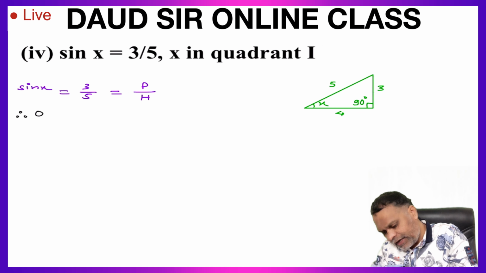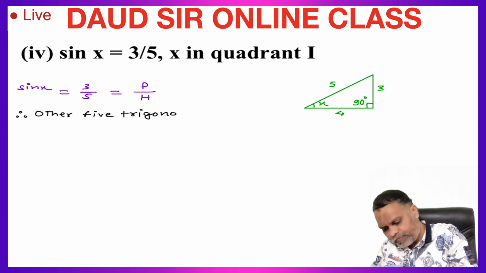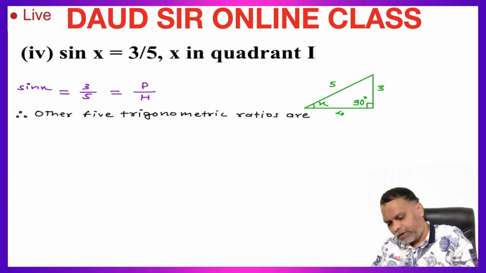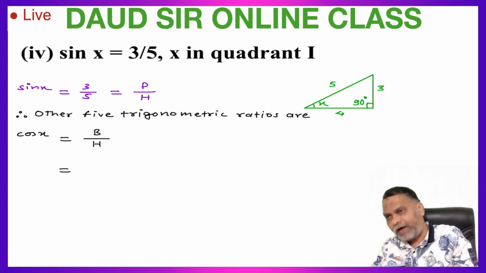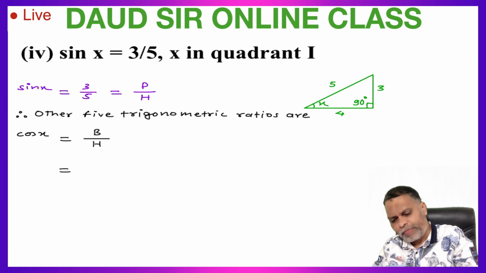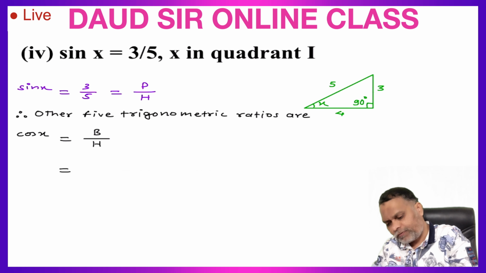Therefore, other 5 trigonometric ratios are: sine value given, so start from cos x is equal to base upon hypo. In first quadrant, all trigonometrical ratios are positive, so plus sign. Cos base upon hypo, base is 4 and hypo is 5, so 4 upon 5, positive value.